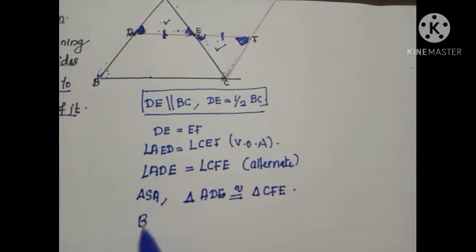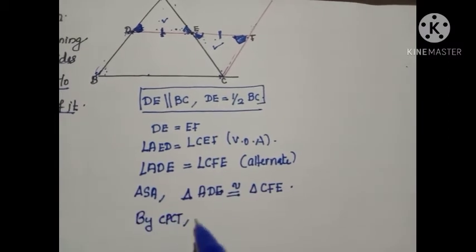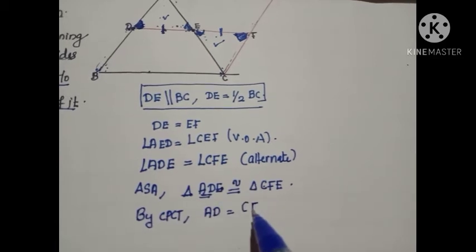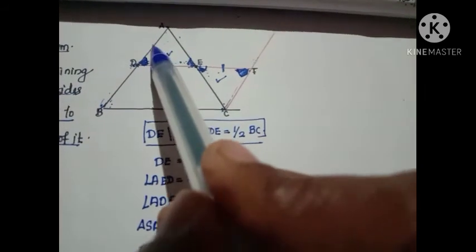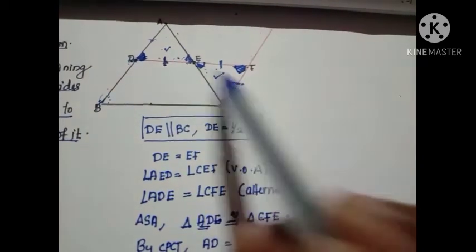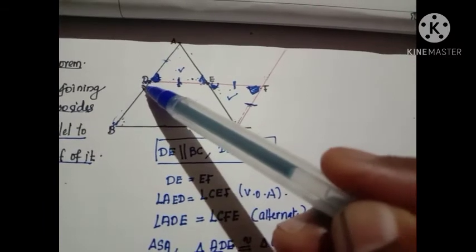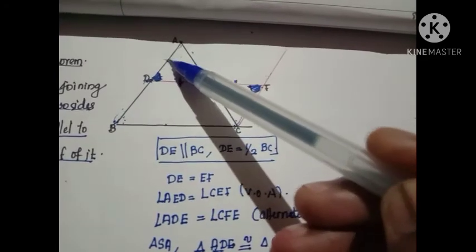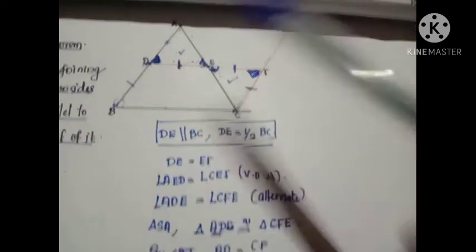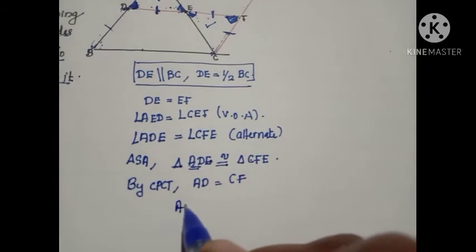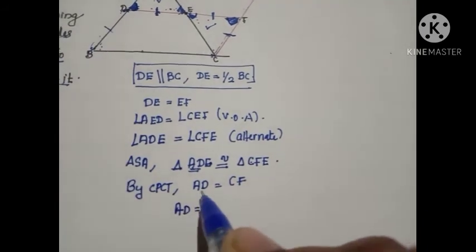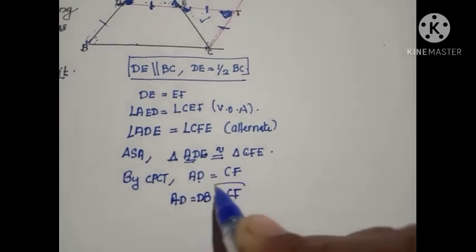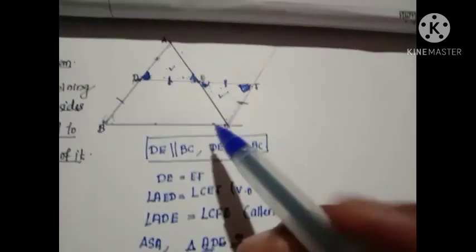So by the CPCT rule, listen, the side AD and the side CF are equal. Look at here, AD and CF are equal. Now listen, it is given that D is the midpoint of AB. Midpoint means AD length and DB length are equal. Okay. AD is the same as DB. Here AD is equal to CF. So DB is also equal to CF. Okay. DB is equal to CF.